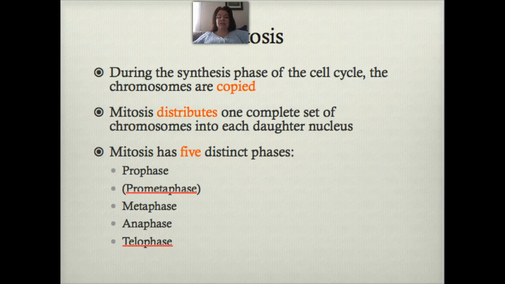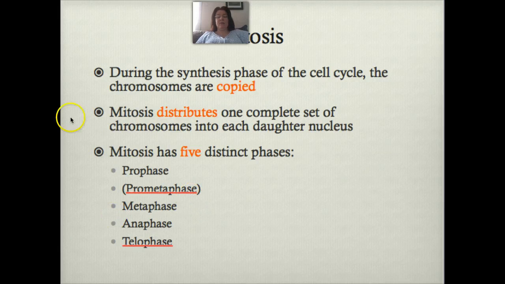During mitosis, one set of those chromosomes will be distributed into one daughter cell, and one set will be distributed into another daughter cell, so that each daughter cell gets her own full set of chromosomes. We can break mitosis into 5 distinct phases. The first one's called prophase, the second one's called prometaphase, then we have metaphase, anaphase, and telophase. And of course, at the end of telophase, in an animal cell, we would have cytokinesis, that actual pinching off of the cell membrane.